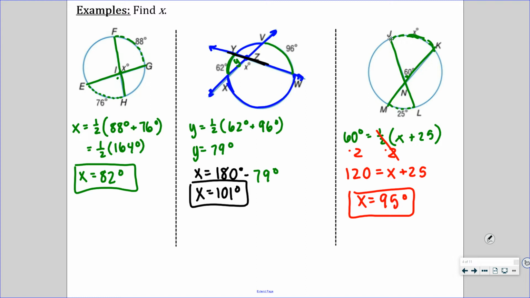Okay, so there's my rule with a few examples. If the point of intersection is inside the circle. Inside. Inside. Inside. Okay, got it?